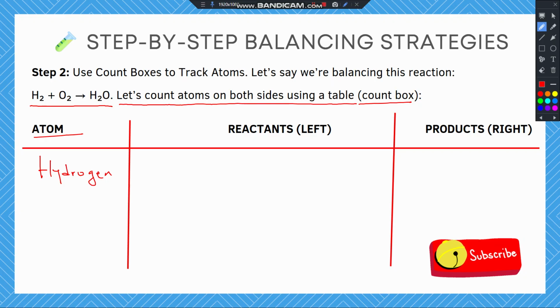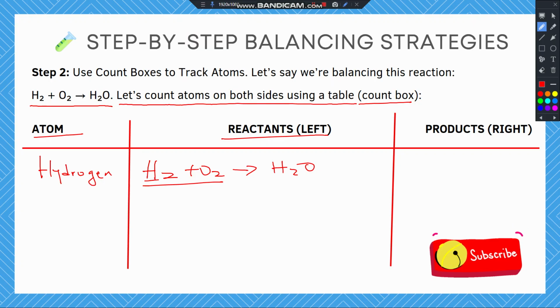So now that we've written it, the next thing to do is to count the number of hydrogen atoms that we have on the left hand side where the reactants are. So the equation shows us that we have H2 plus O2 giving us H₂O. Now this is the left side. How many atoms of hydrogen do we have?